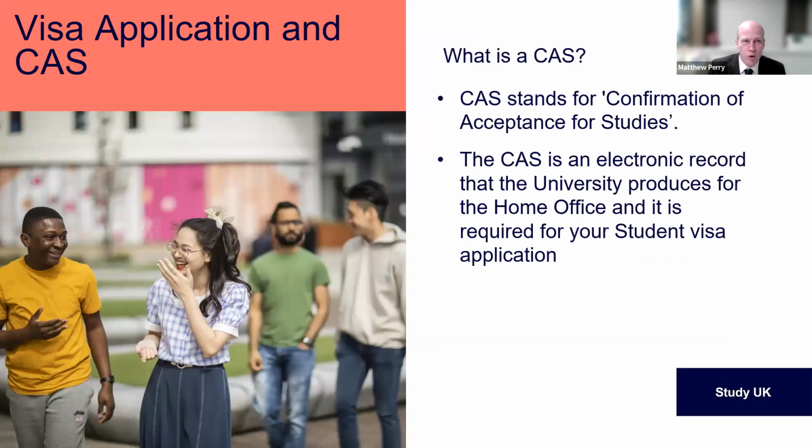Once you've accepted your place, you then have to start thinking about how to get a visa, because you will need a student visa to study in the UK. All international students do. So the university will issue you something called a confirmation of acceptance for studies, or CAS for short. That's an electronic record that you will then need to give to the Home Office to apply for your visa. All international students need one of these.